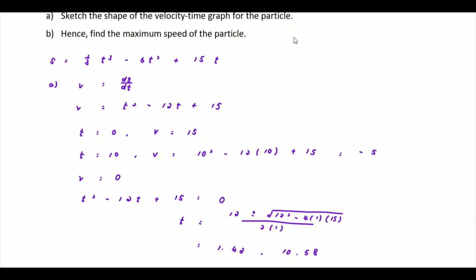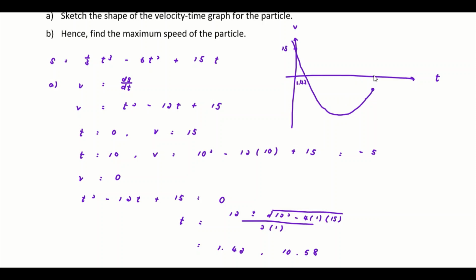Okay, so let us try to draw the graph. So let me try to draw here. We have our v here and our t here. We can see that the y-intercept is positive, so it should start at 15 here. Then it's going to intersect the x-axis at 1.42. After that, it will eventually go up because it's going to intersect again at 10.58. But because this graph is only valid until 10 seconds, it should be somewhere like here, then it stops.